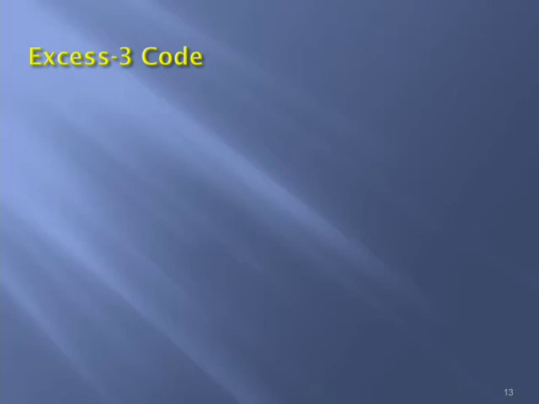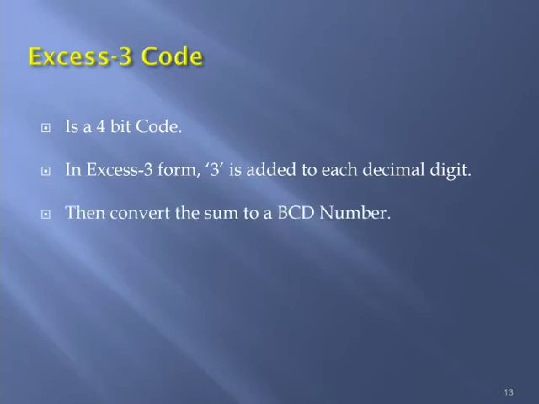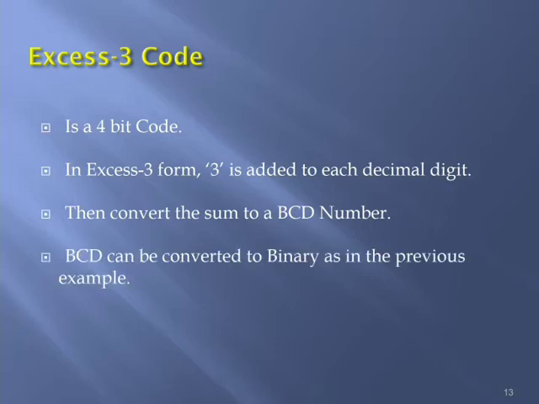Next we will see something about XS3 code. 8421 code, which we have discussed till now, is a weighted code, whereas this XS3 code, which we will be discussing now, is an unweighted code. It is a 4-bit code again. In XS3 code, 3 is added to each decimal digit. Then convert the sum to a BCD number. BCD can be converted to binary as we have seen till now. So that becomes the XS3 code.